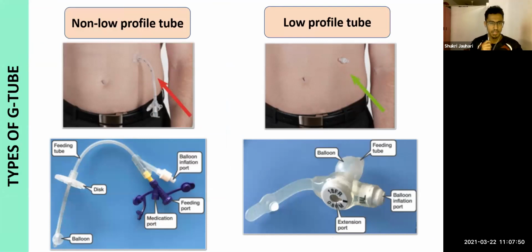Okay, so the types of G tube can be divided into two. The first is the non-low profile tube and the second is the low profile tube. As you can see, the non-low profile tube is a bit longer, and the low profile tube has no extended tube attached to it. Okay, next.